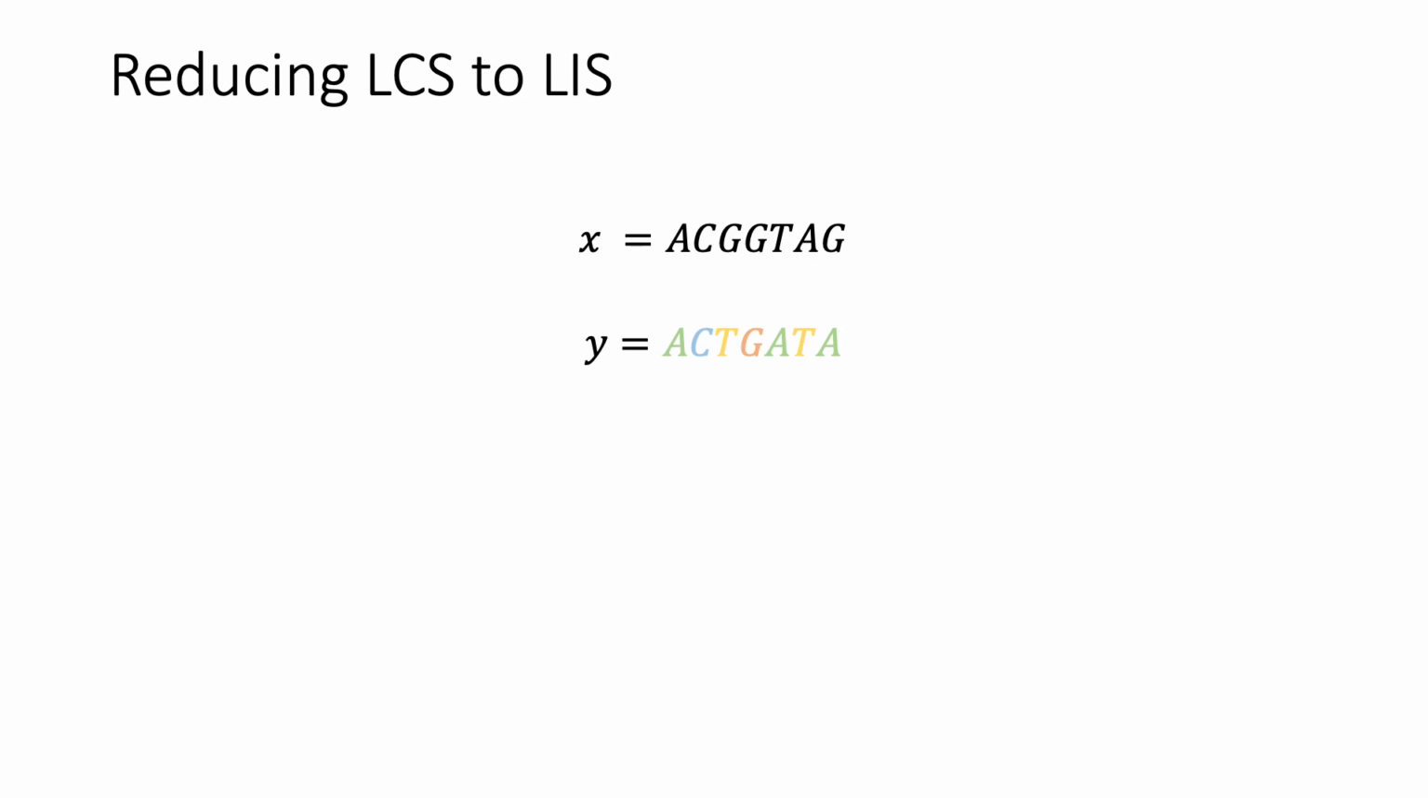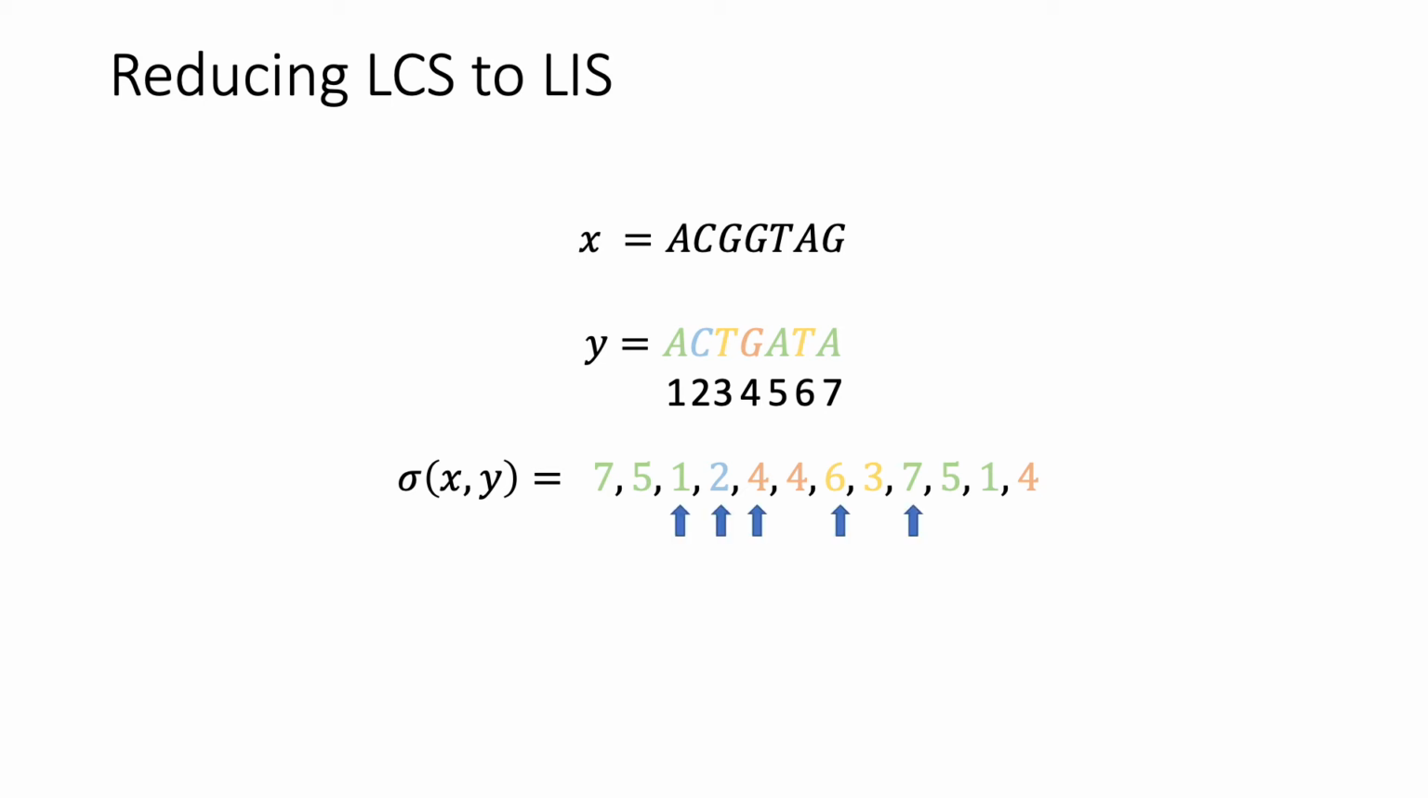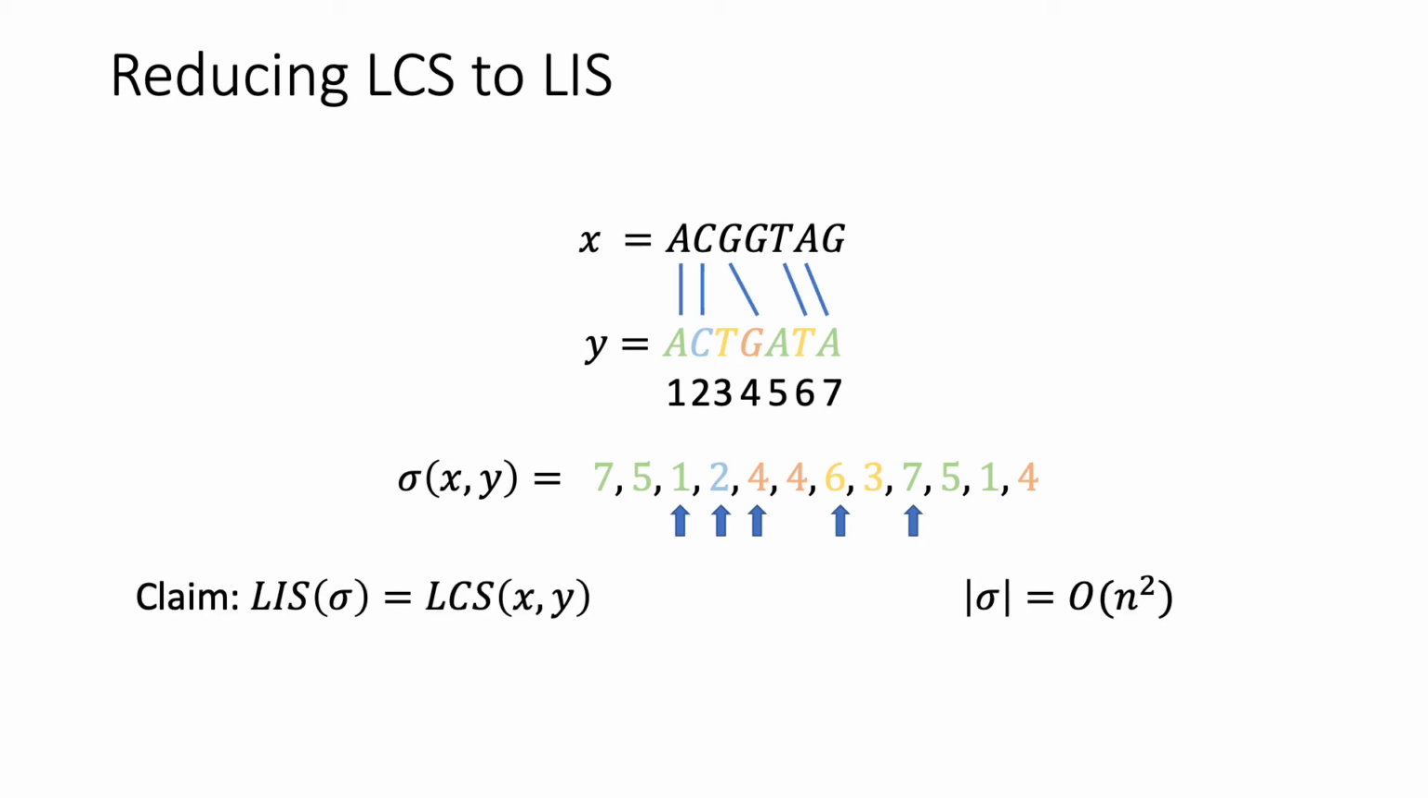It works as follows. We first define a new sequence, sigma, and when we read a new symbol x, we find all the positions this symbol appeared in y. Then we add these positions to sigma in descending order. We can show that every increasing subsequence of sigma corresponds to a common subsequence of x and y. We know that the new sequence sigma can be much longer than both x and y. The length of sigma is bounded by n squared.